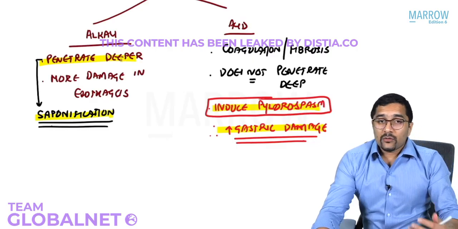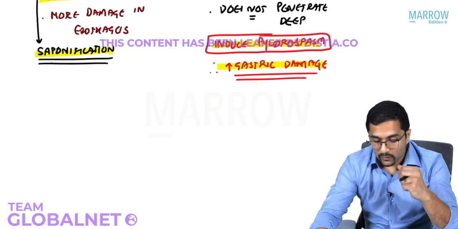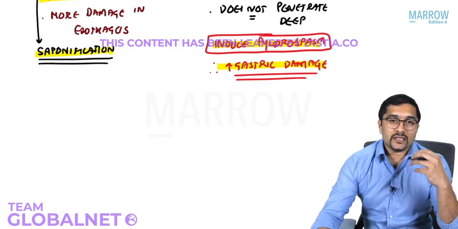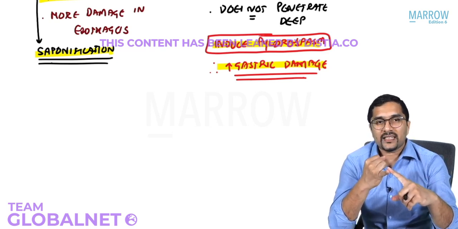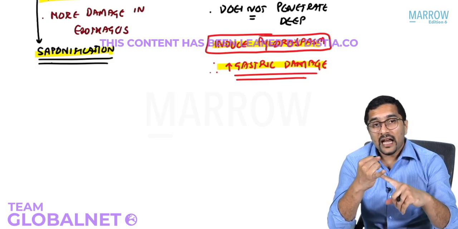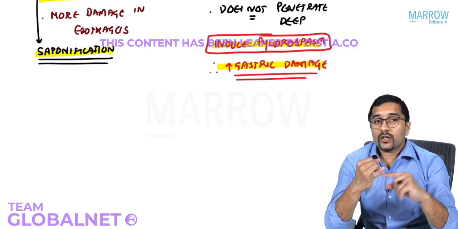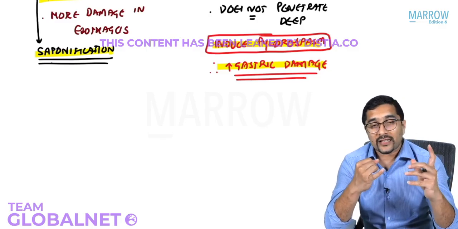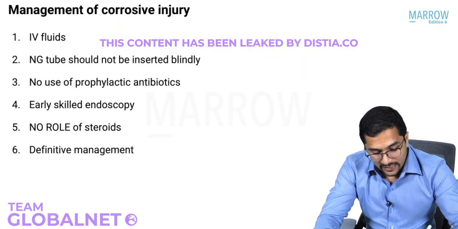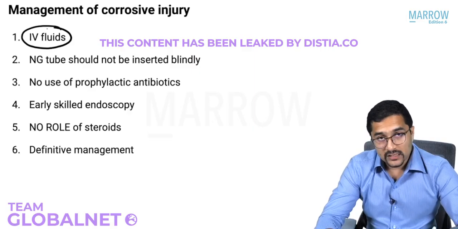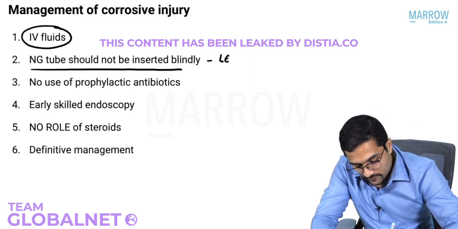Now, whenever this patient comes to the emergency, there are certain things we need to be careful about. In the management of corrosive injuries, we first have to give IV fluids, resuscitate these patients, take care of their pain, and never blindly insert a nasogastric or orogastric tube, because blind insertion of these tubes can give rise to perforation.